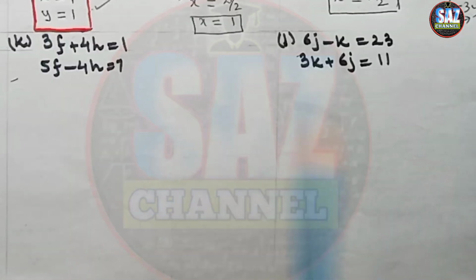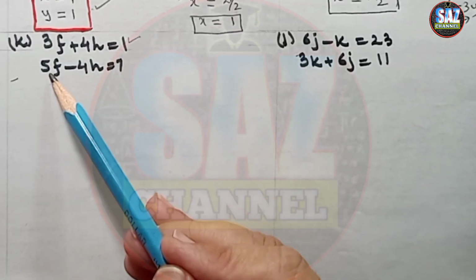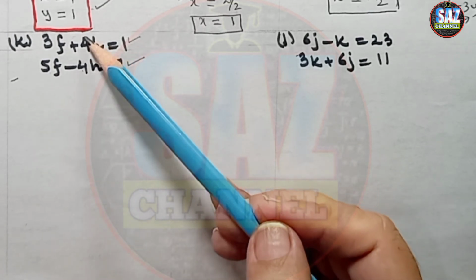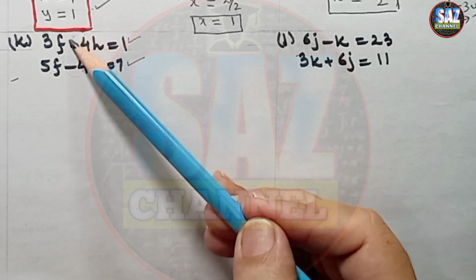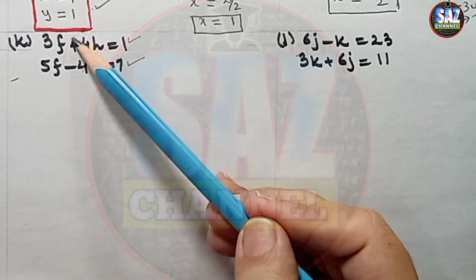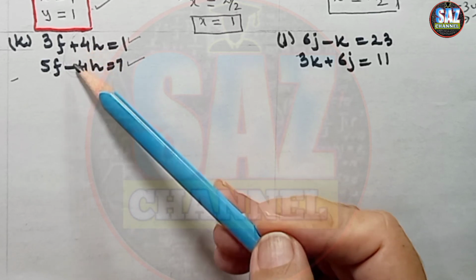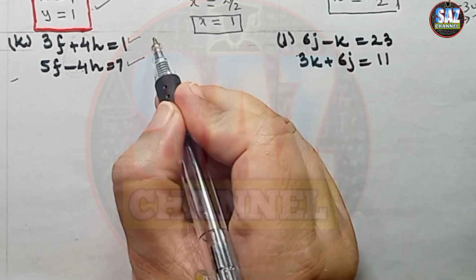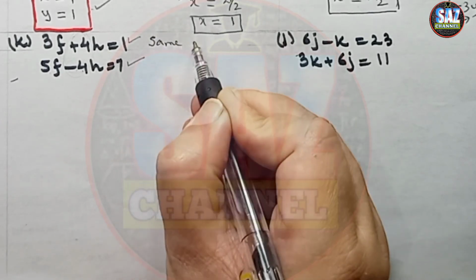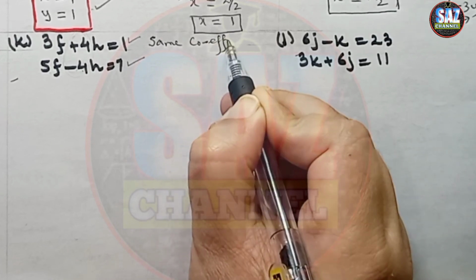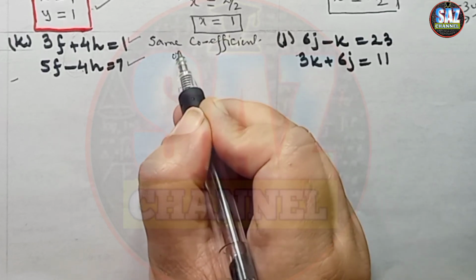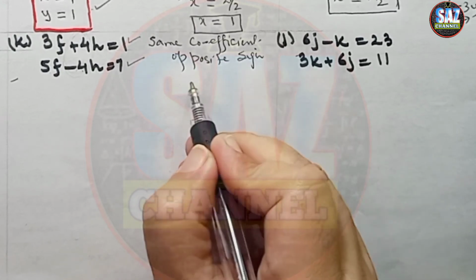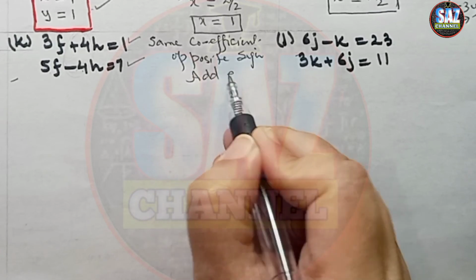That is 3f plus 4h equals 1 and 5f minus 4h equals 7. Again, if we look at the coefficients of h in both the equations, the coefficient of h is 4 with opposite sign. Same coefficient, opposite sign, add up the equations. Very easy question, add equations.